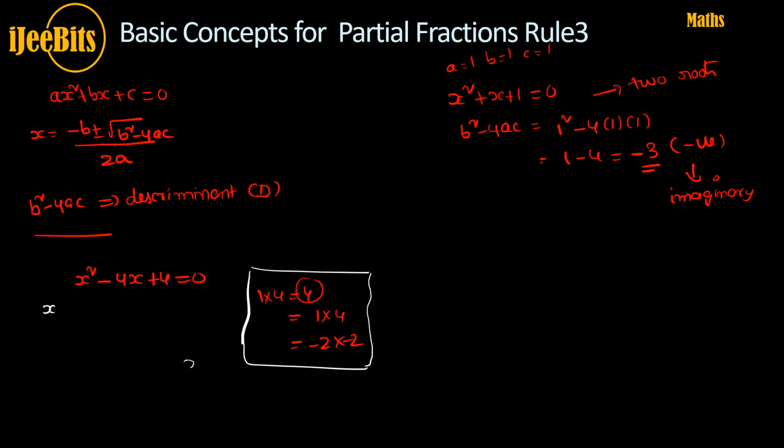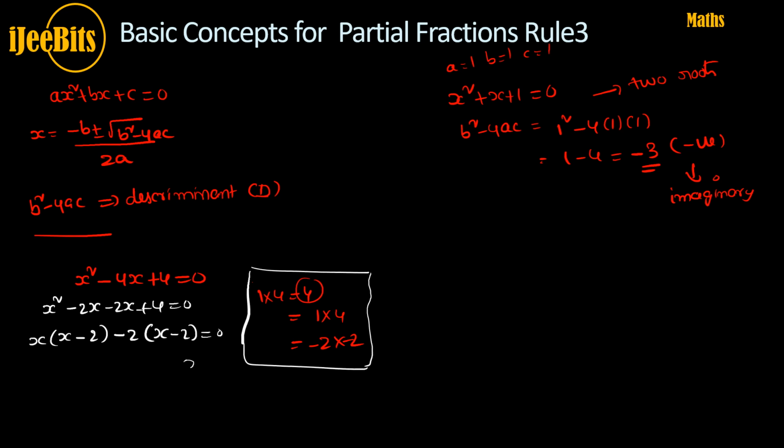So x square minus 4x can be written as minus 2x, then plus 4 equal to 0. So you can start taking common. If you take x common, then within the x square, x is out, so what is left over is x. Here x is taken as common, so minus 2 is left over. Similarly, you can take the 2 common, then this is x minus 2 equal to 0.